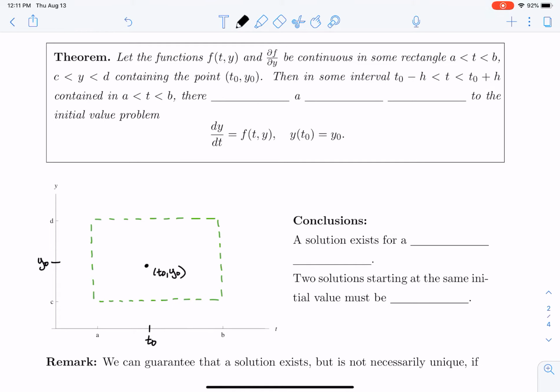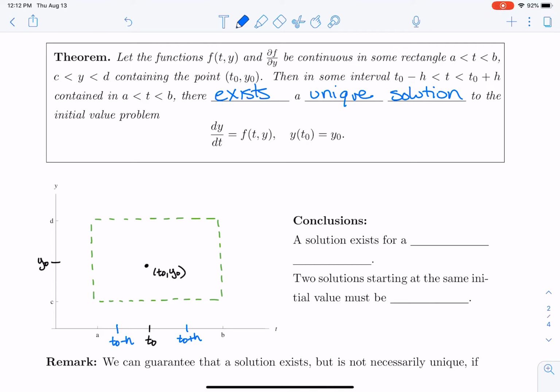If these things are true, then in some interval, t sub 0 minus h less than t less than t sub 0 plus h, contained within the interval between a and b, so I'm going to define a little interval here, t sub 0 minus h to t sub 0 plus h, within that interval there exists a unique solution to that initial value problem, dy/dt equals f of t, y, and y of t sub 0 equals y sub 0.